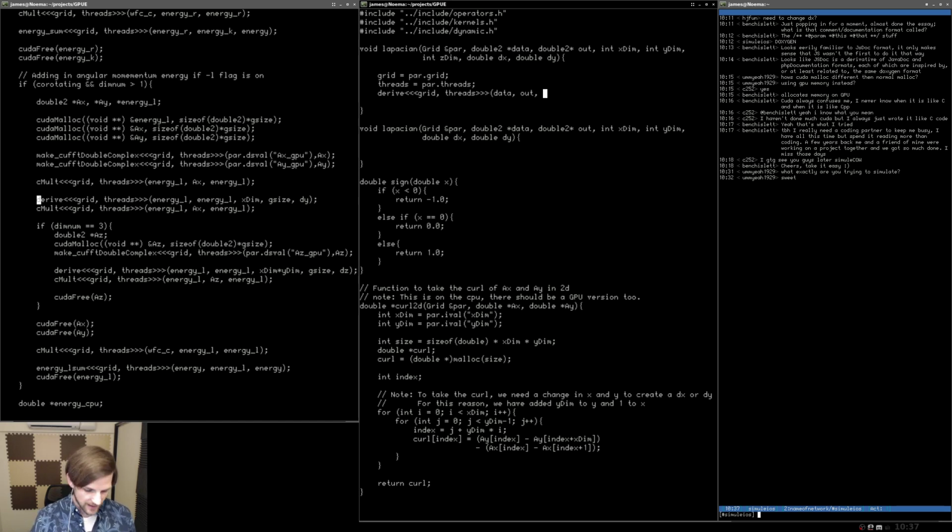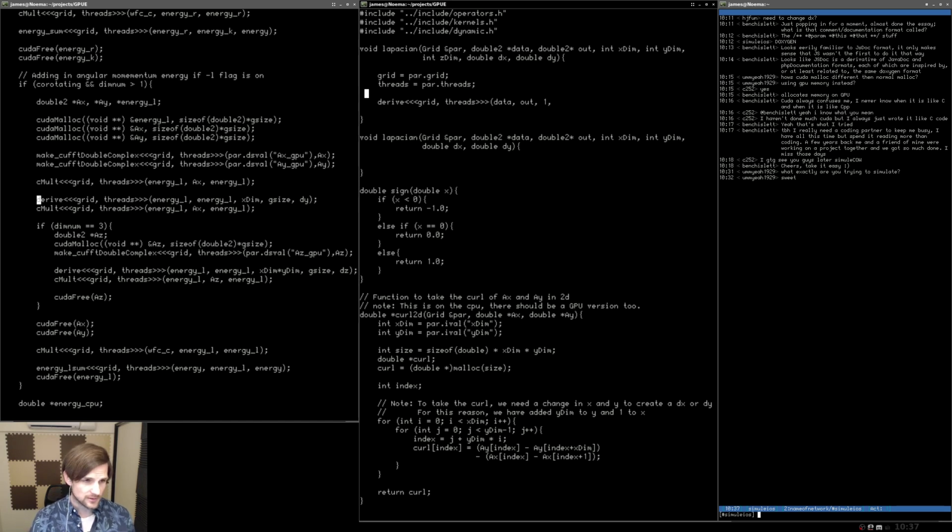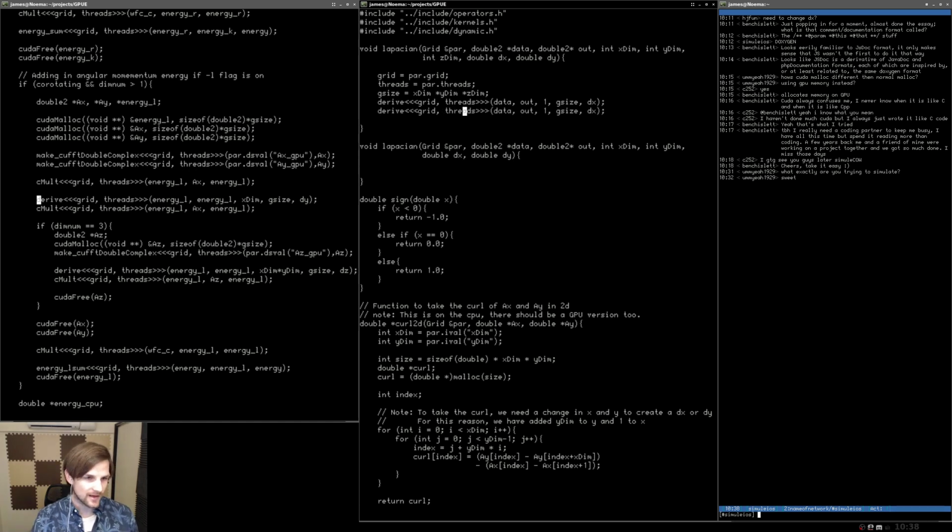So the first one's going to be along the x dimension. So the stride should be 1. And then we should have g size, which is just going to be x dimension times y dimension times z dimension. It's going to be equal to x dim times y dim times z dim. There we go there. And so we're going to have g size, which I did lowercase g size. And the last one's going to be dx. Okay. And now we're going to do the same thing, yank paste, except this time it's just going to be the output data. We're just dealing with the output data.